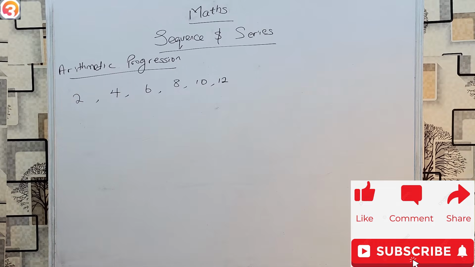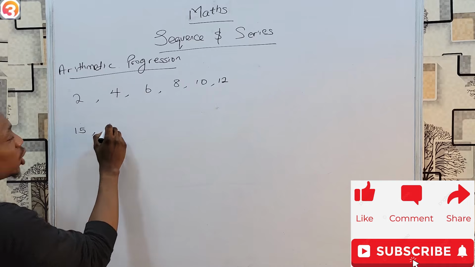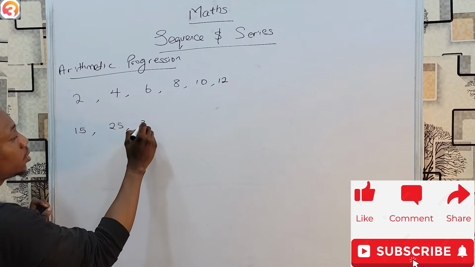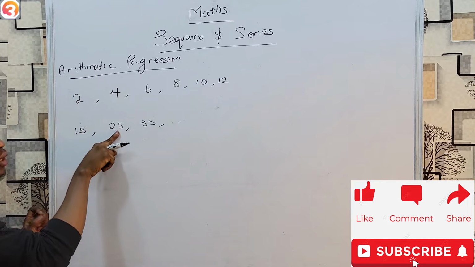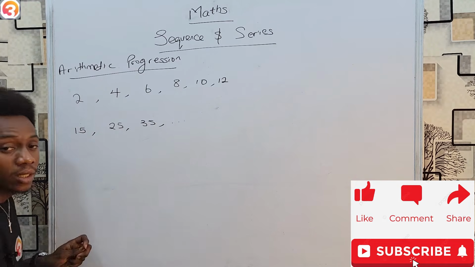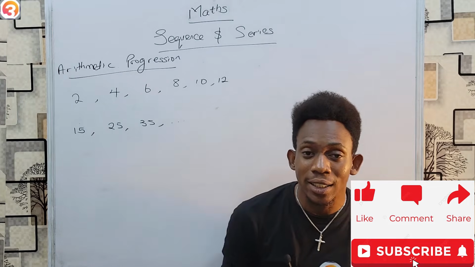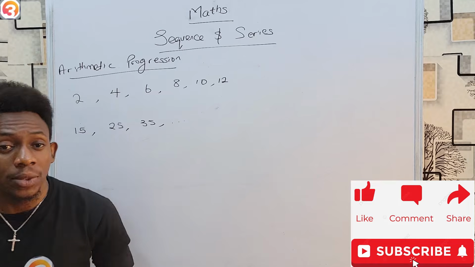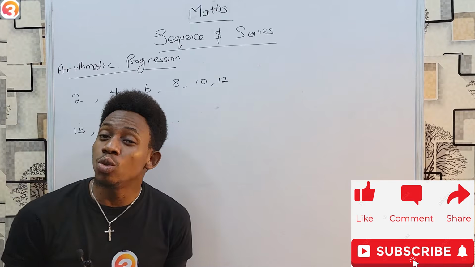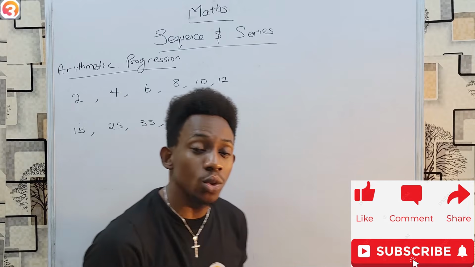That's how APs work. You could even have, for example, 15, 25, 35. You can see 15 plus 10 is 25, 25 plus 10 is 35. So what makes AP special is that a certain number is always being added. Now please keep in mind, this number being added could also be negative, which means that the AP could reduce.